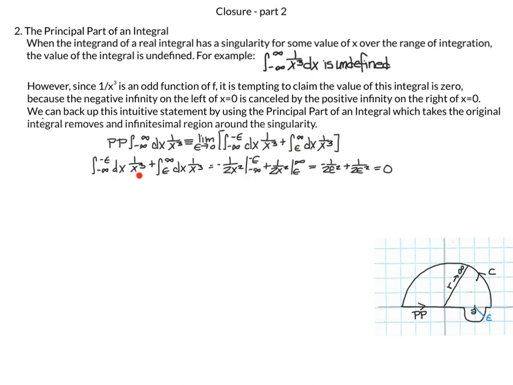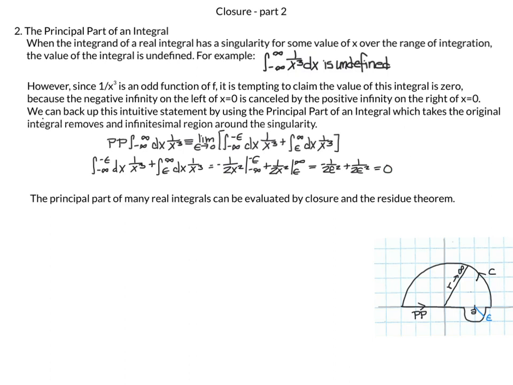From here, we can just integrate. So the integral of 1 over x cubed is minus 1 over 2x squared, and we evaluate that at negative infinity to minus epsilon, and then this integral here is the same, minus 1 over 2x squared, evaluated at epsilon to infinity. When we plug in the infinities, those go to 0, so we're left with minus 1 over 2 epsilon squared plus 1 over 2 epsilon squared, which is equal to 0.